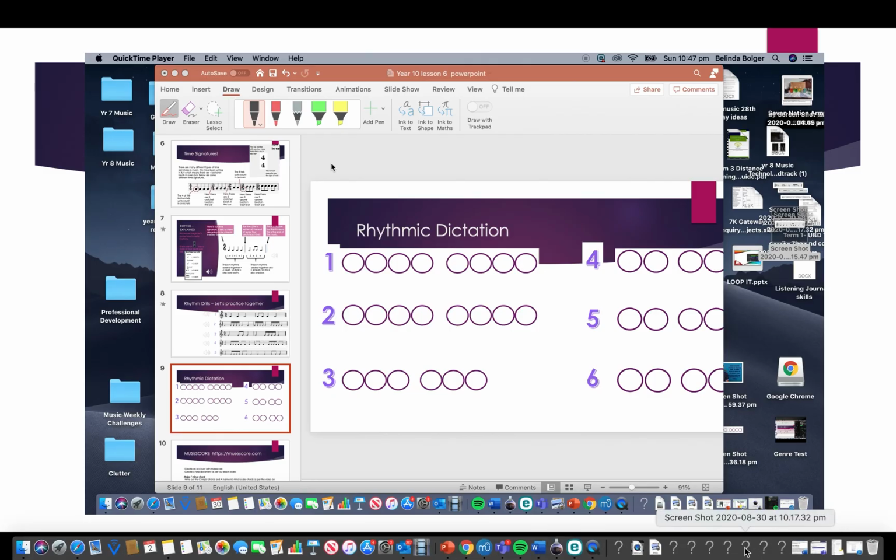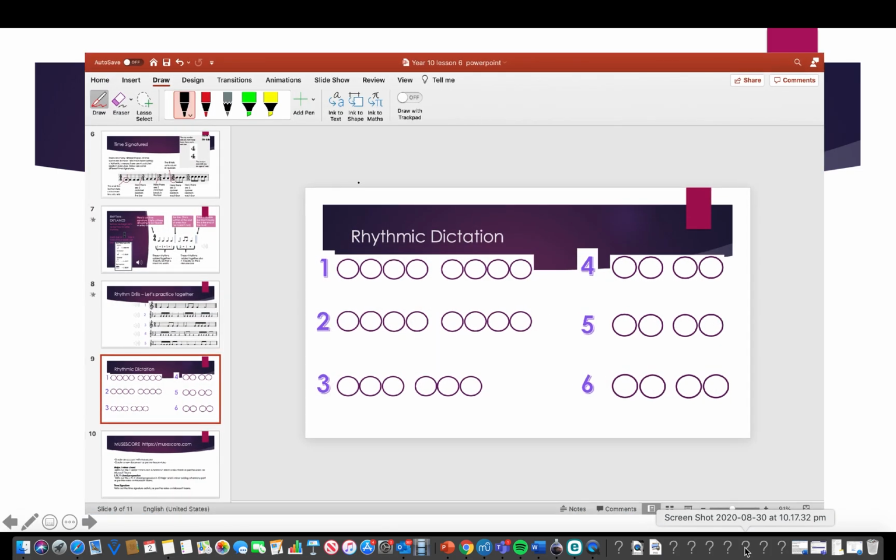Here are rhythm dictation circles. Now these circles each represent a beat. This is 1 beat, 2, 3, 4. 1, 2, 3, 4. I have them set out in 2 groups of 4, so this would most likely be 2 bars of 4/4. This number 2 is also 2 bars of 4/4.